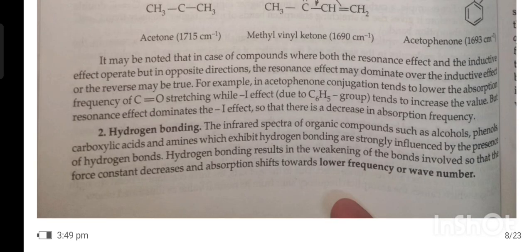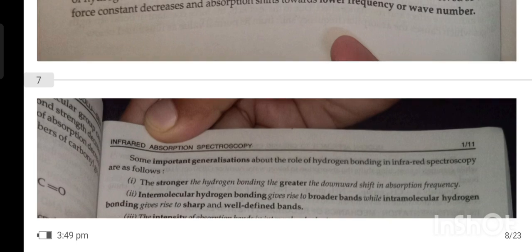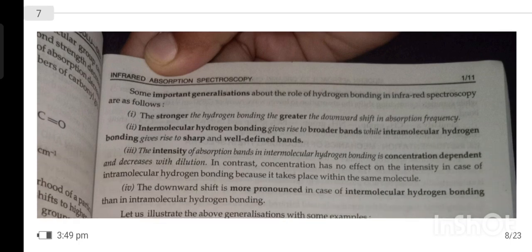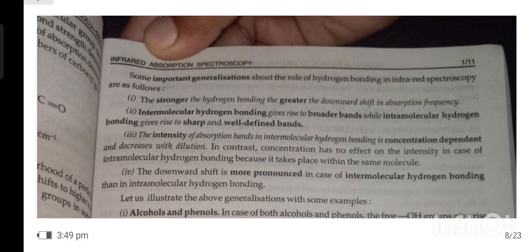Hydrogen bonding. The infrared spectra of organic compounds such as alcohol, phenol, carboxylic acid and amines, which exhibit hydrogen bonding, are strongly influenced by the presence of hydrogen bonding. Hydrogen bonding results in the weakening of the bonds involved, so that the force constant decreases and the absorption shifts toward lower frequency or wave number. Some important generalizations about the role of hydrogen bonding in infrared spectroscopy are as follows. First, the stronger the hydrogen bonding, the greater the shift.